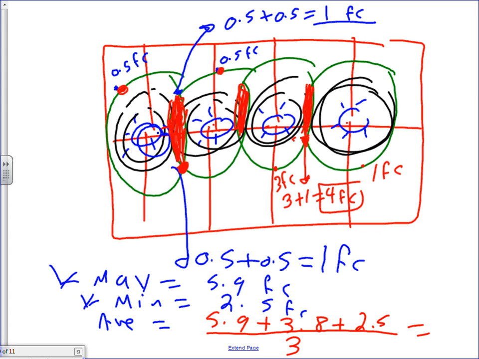Can somebody do that for me? That's what the average is. Take the three of them, average them. I need my A students to give me the answer. 5.9, 3.8 plus 2.5 divided by 3. Gentlemen, 4. So what's the average of this calculation? 4 so far, right?